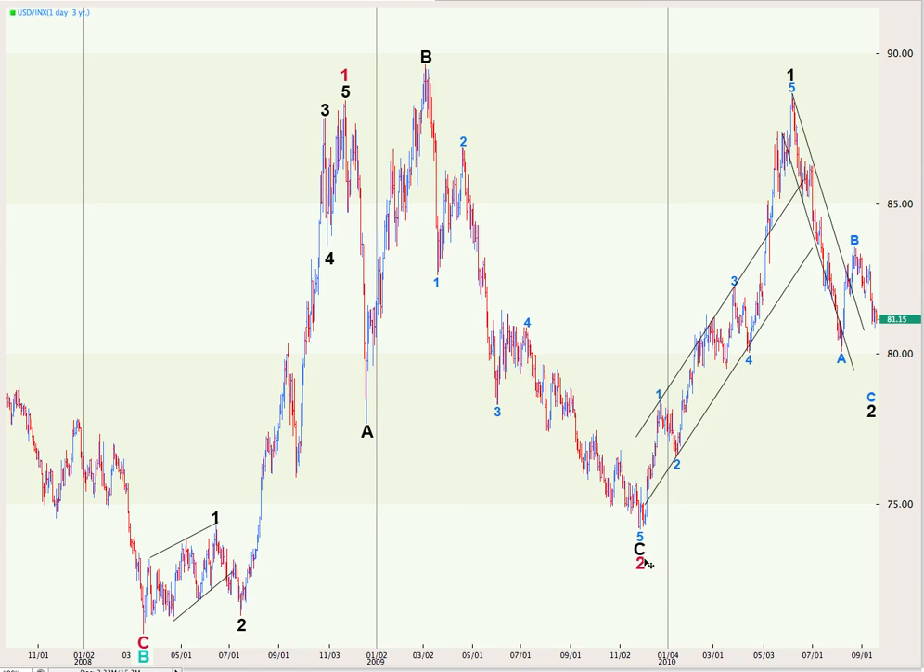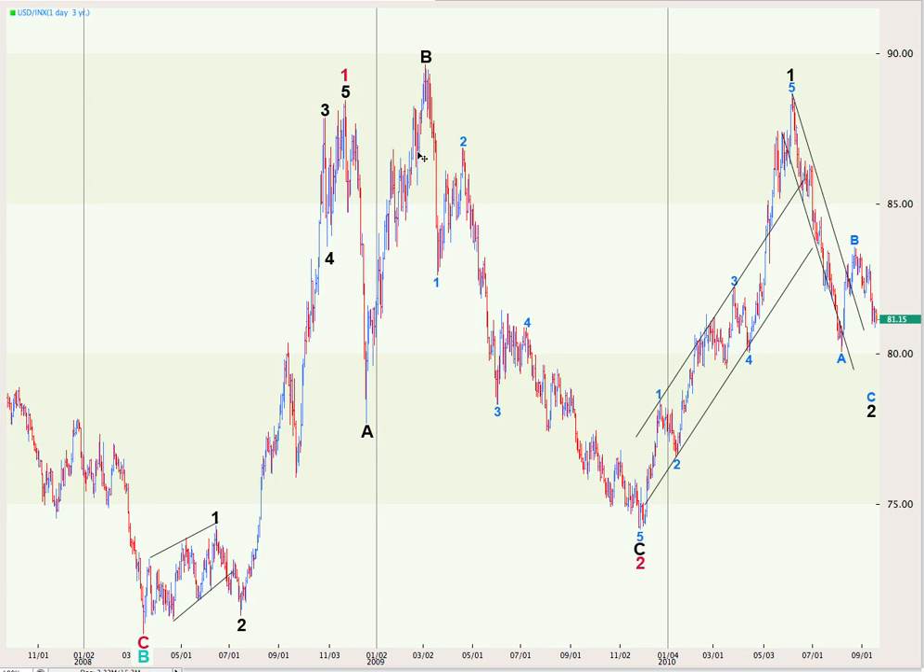Wave C of this expanded flat is just 1.94 short of 1.618 the length of wave A, which is the most common relationship between the two for an expanded flat correction. And wave B here is a 111% correction of A, so it's exactly what we would expect for an expanded flat. So that's one reason why I have a lot of confidence with this wave count.